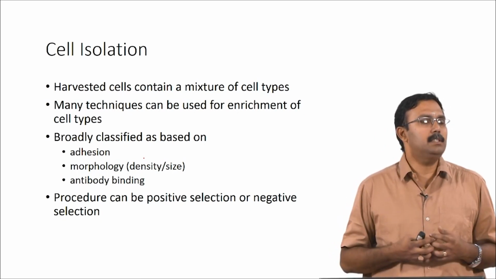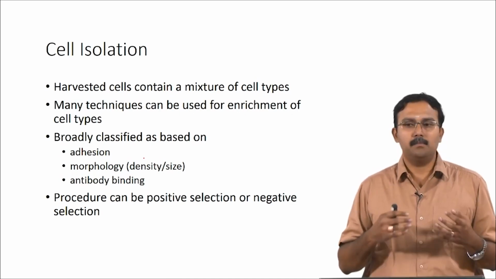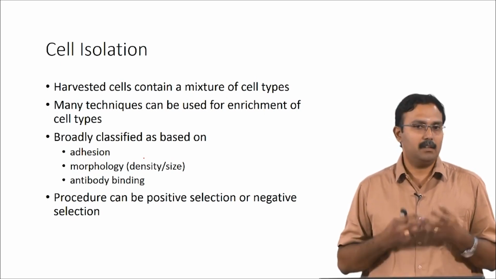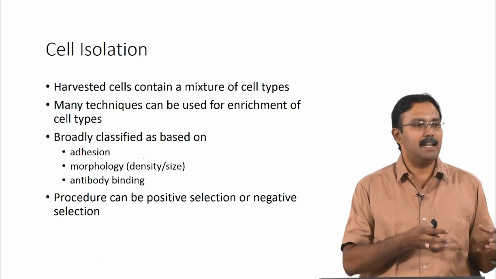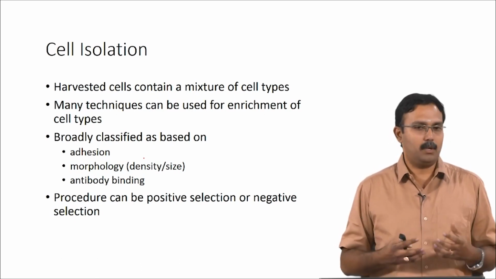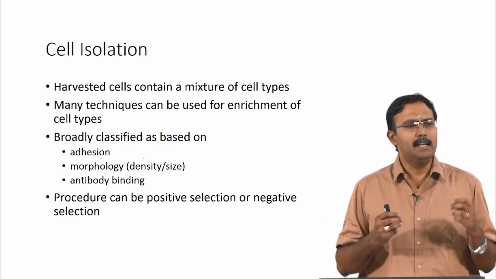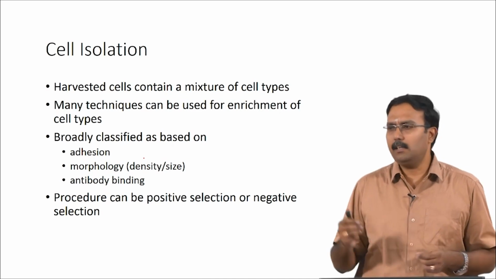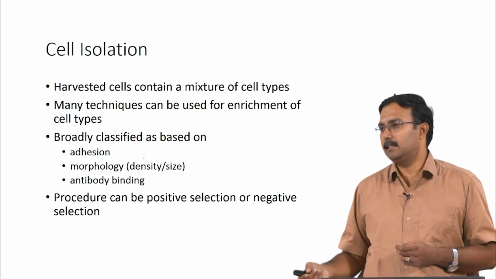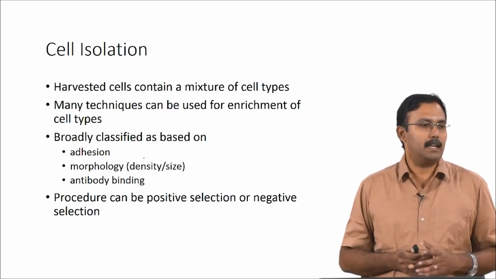How you do this is dependent on 3 major factors. It is based on adhesion properties of the cell, or the morphology of the cell, which would include the density and size of the cell, or it could be antibody binding and so on, or the physiology of the cells. So, based on the distinct characteristics which are unique to a cell, you try to separate it from the other cells. The procedure can be either positive selection or negative selection.